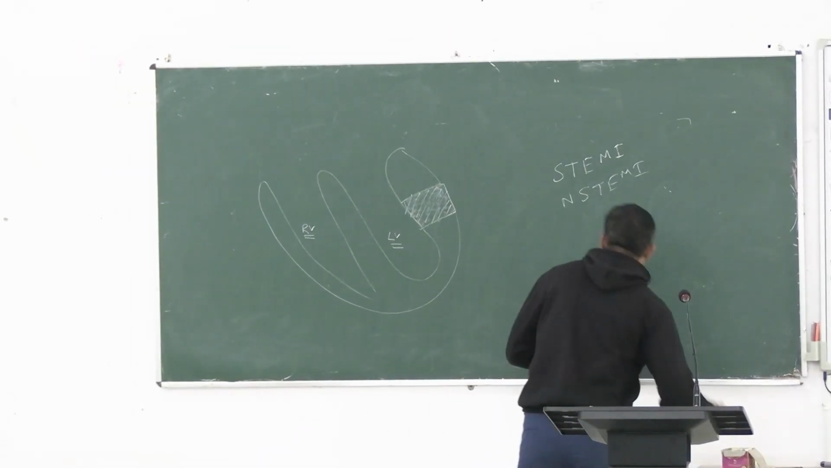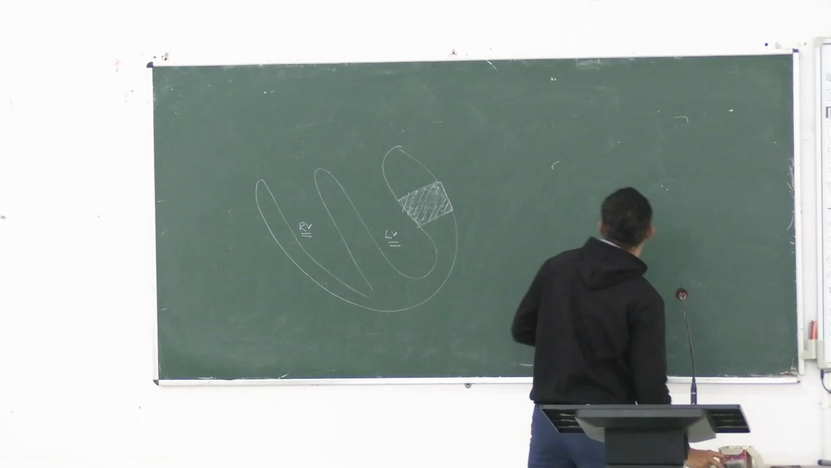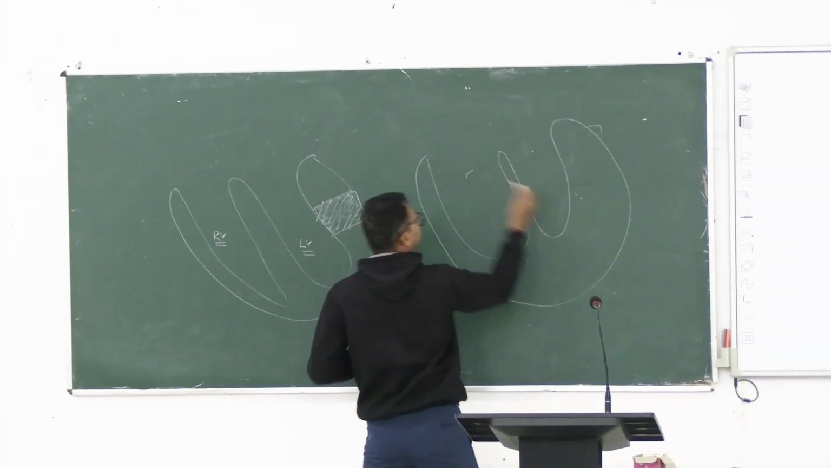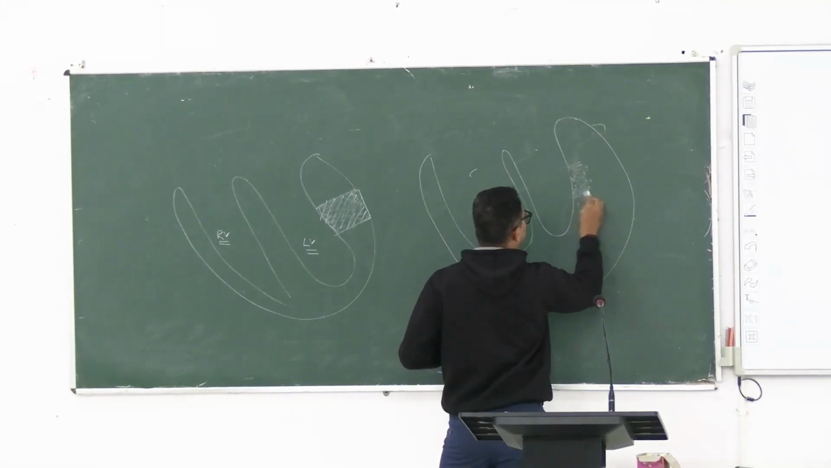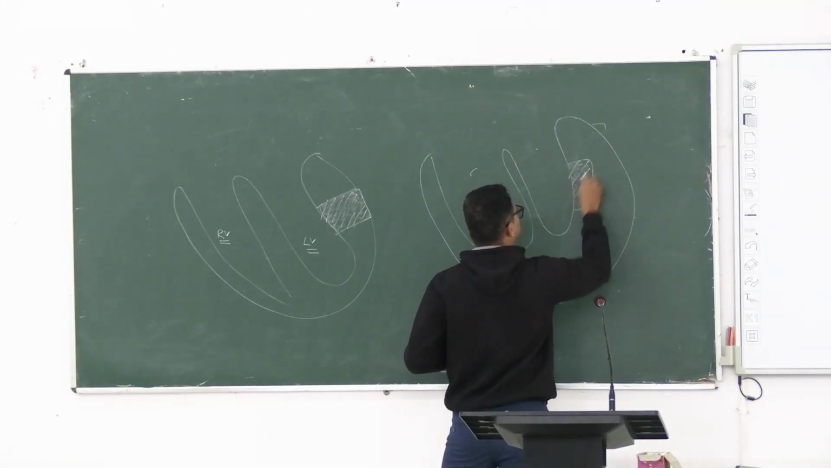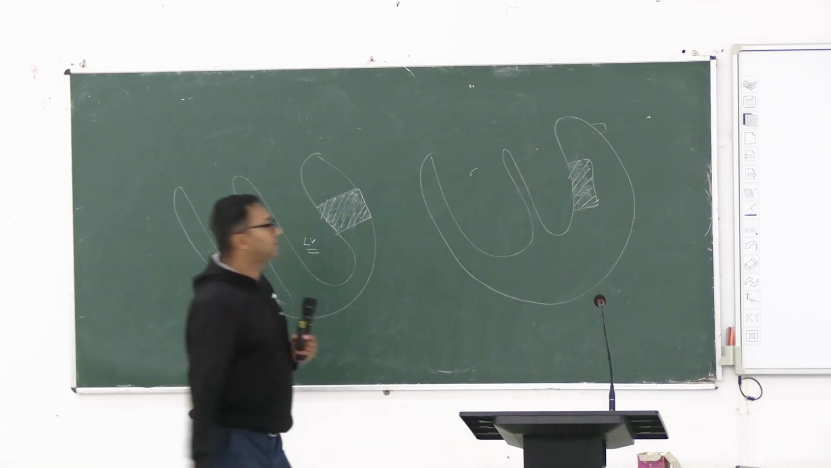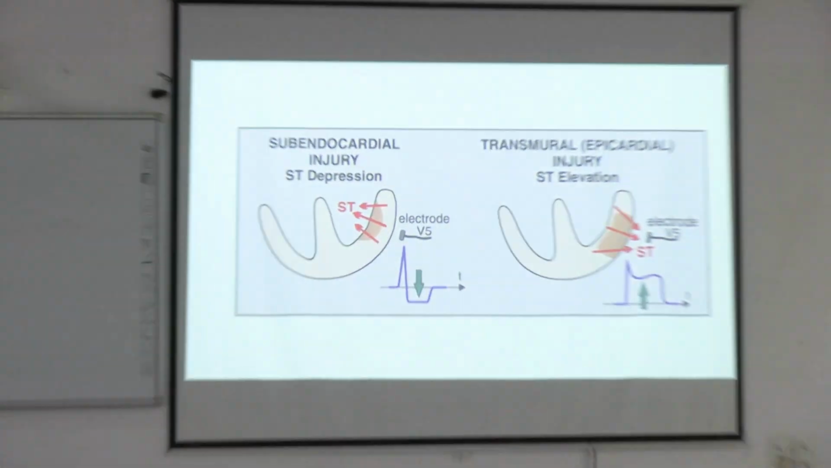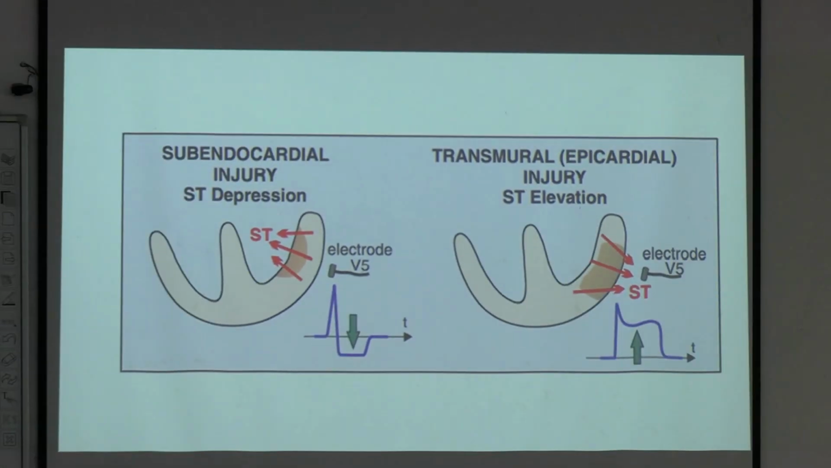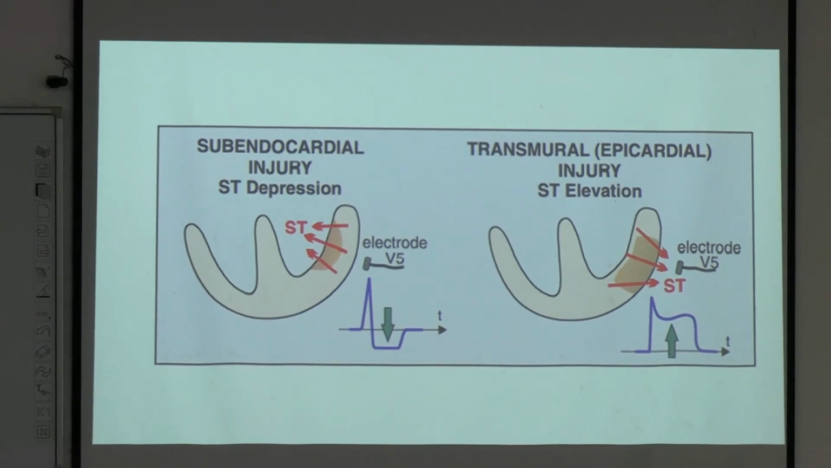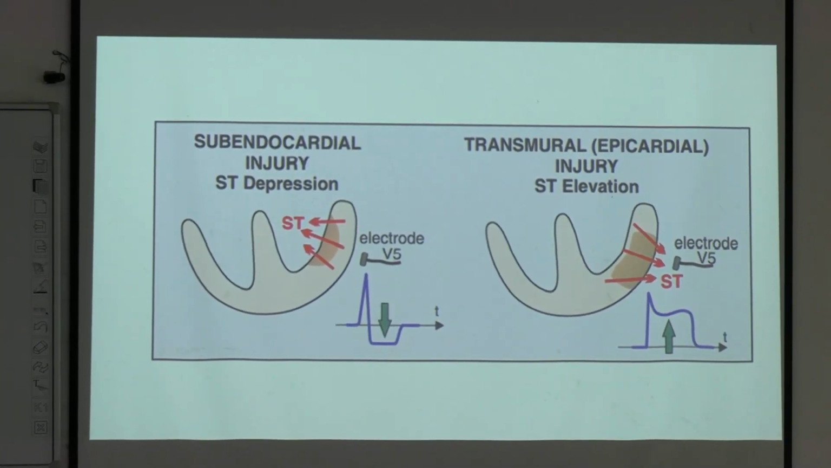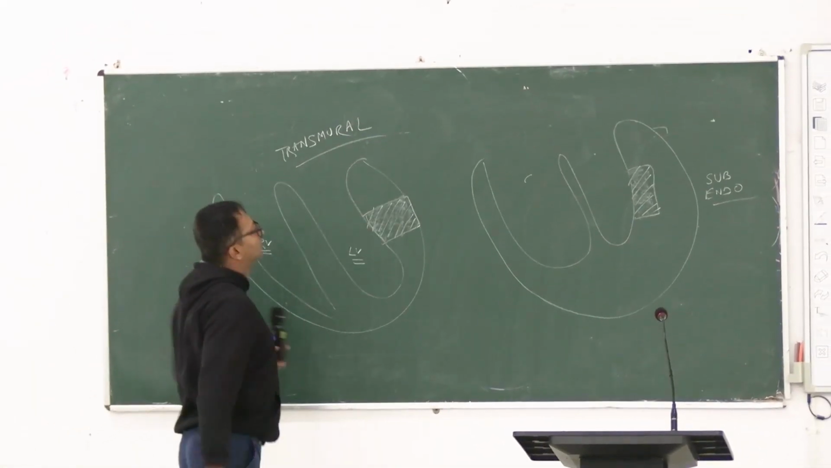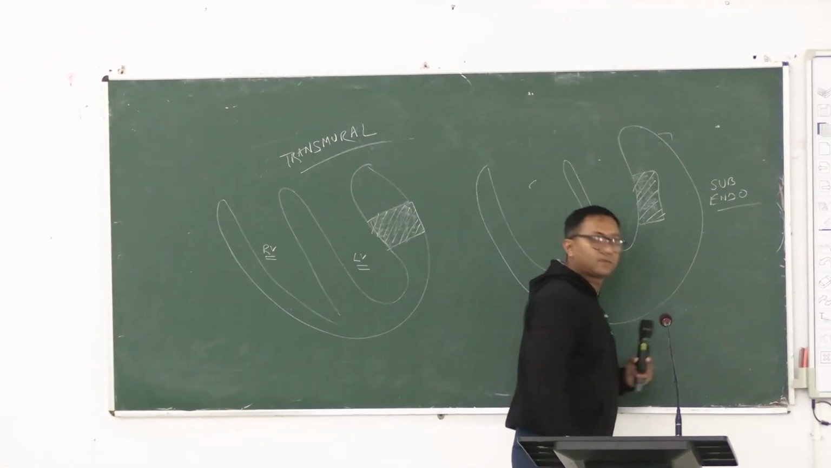And another case is where the injury is on the inner side. Clear? We call it subendocardial injury. And full thickness is transmural.